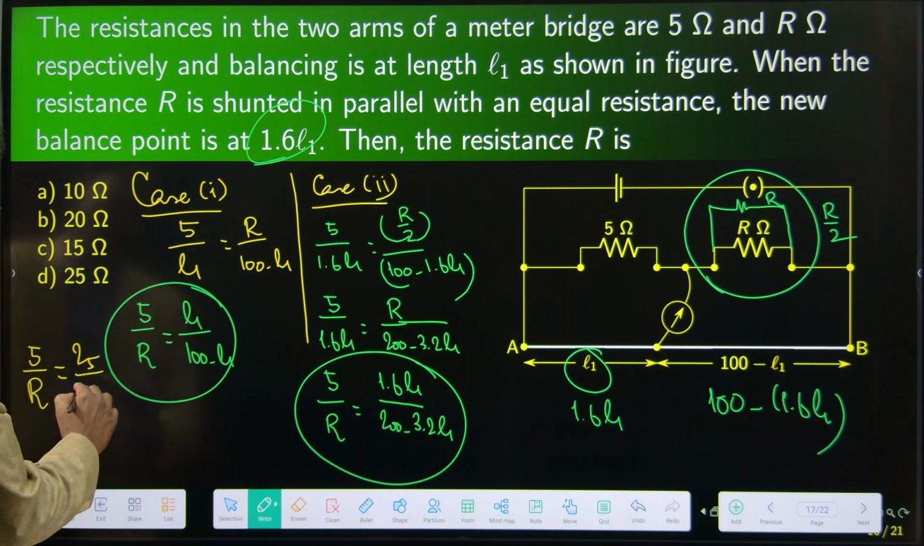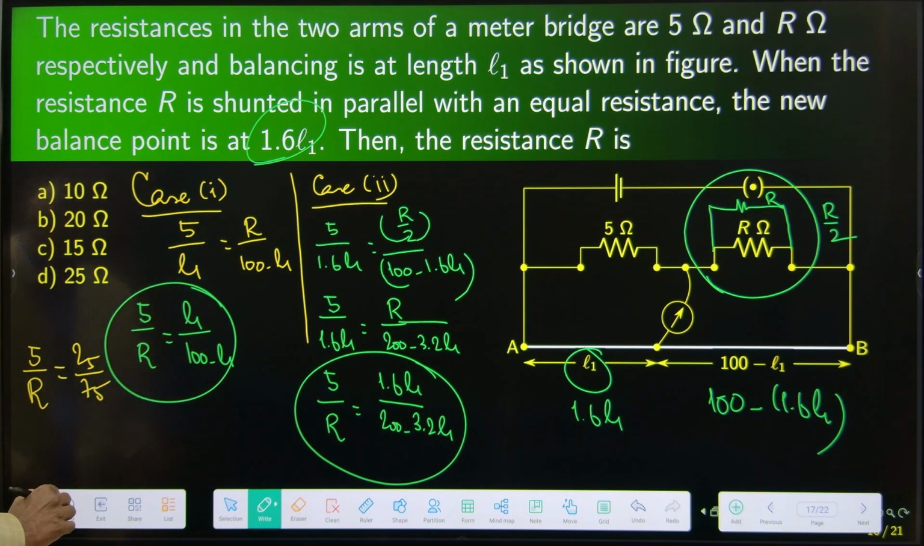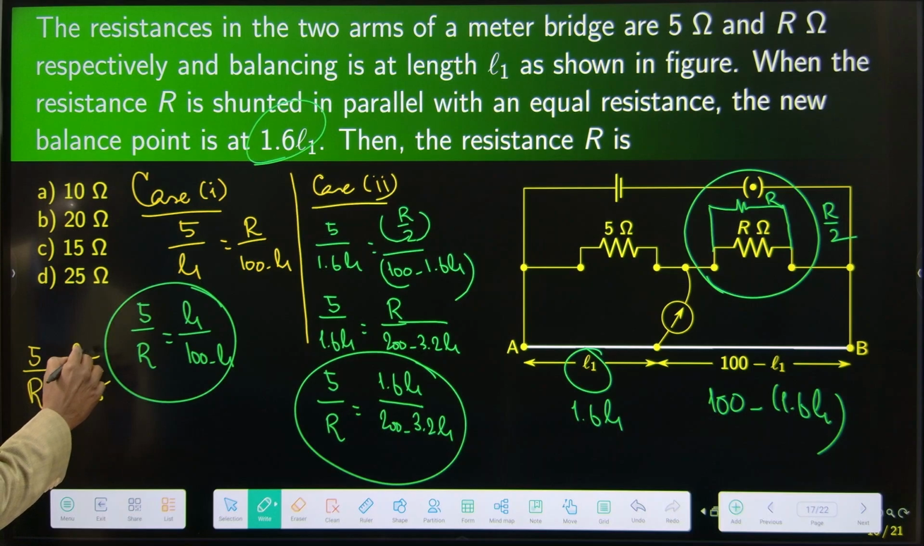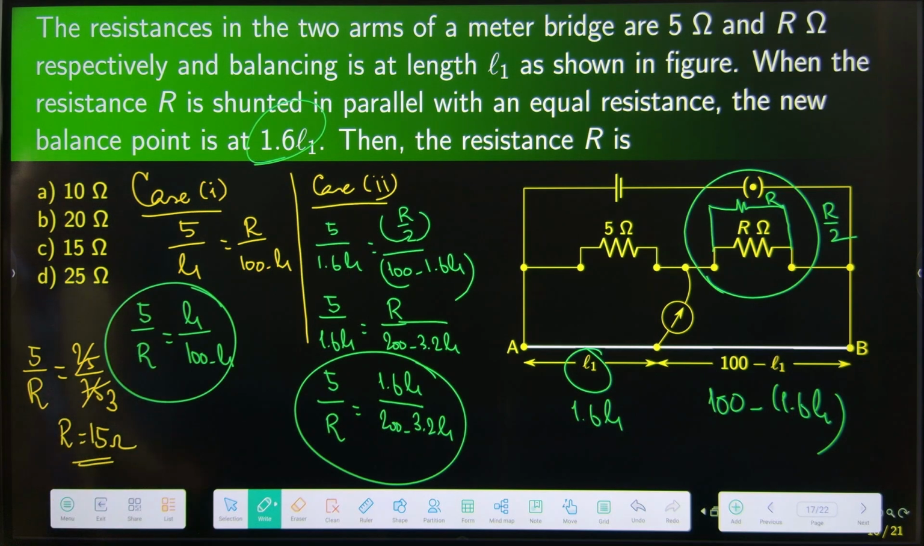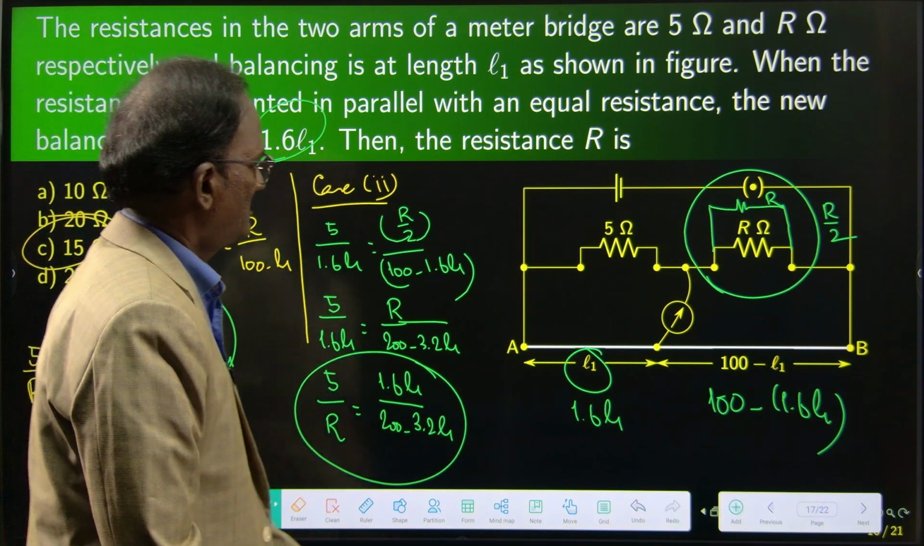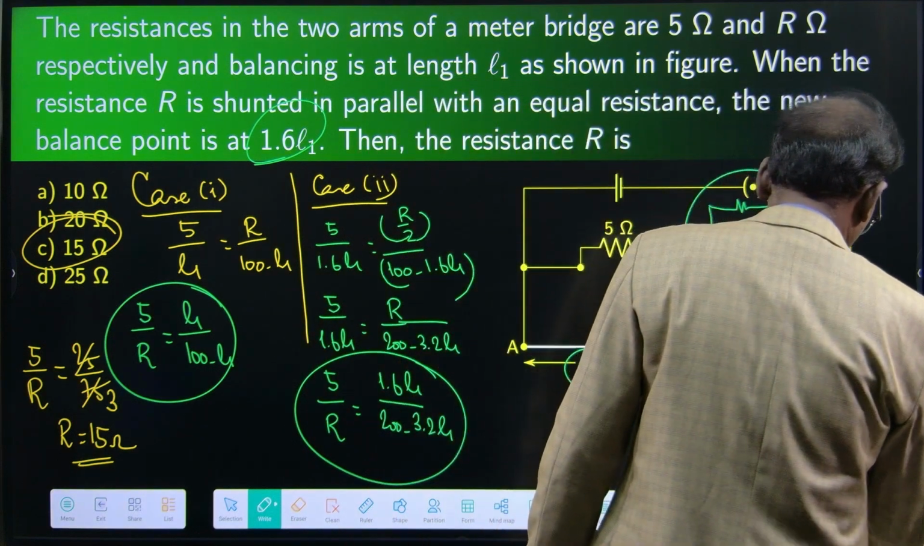Then 100 minus 25 is 75. So this is 25, this is 75. 3 times 25 is 75. So 3 into 5, R is equal to 15 ohms. 25, 75, 3 into 5, the R value. Option C, 15 ohm is the answer.